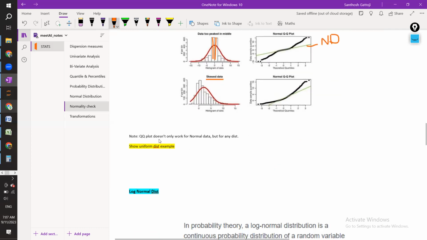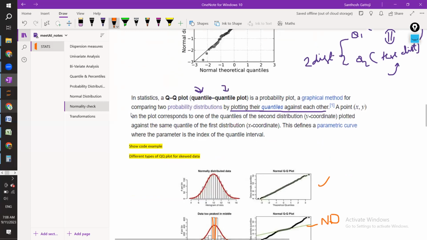There is one more important point, which is a general misconception: most people will think the QQ plot works only for normal distribution, which is not true. The QQ plot doesn't only work for normal distribution, but for any distribution. Nowhere in this actual definition, which is a Wikipedia definition, can you see any mention of the word normal. It just says it will compare two probability distributions. Those two could be anything. It just plots their quantiles against each other, and says whether those two distributions are alike or not.